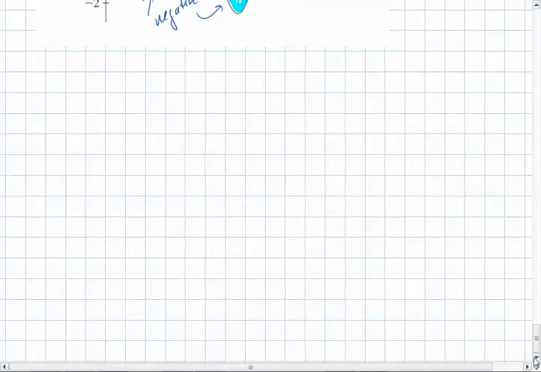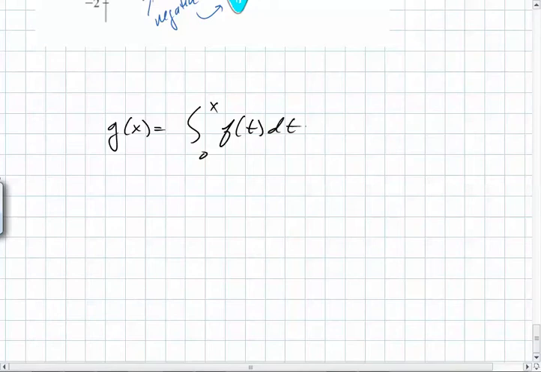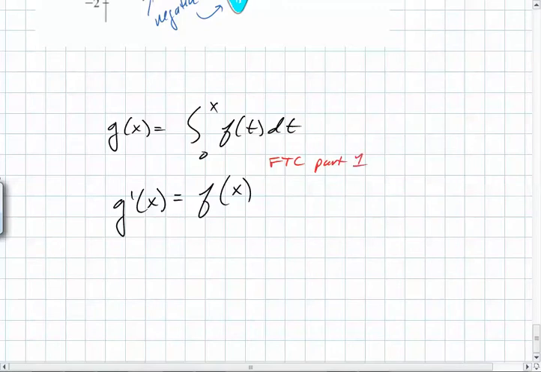Just separate from this question a little bit. We're going to write the same thing. What was g of x equal to? The integral from 0 to x of f. The fundamental theorem of calculus part 1 tells us, what does g prime of x equal? F of x, by FTC part 1. So what are we looking for again? We're looking for where the second derivative is. So what is the second derivative of this thing?